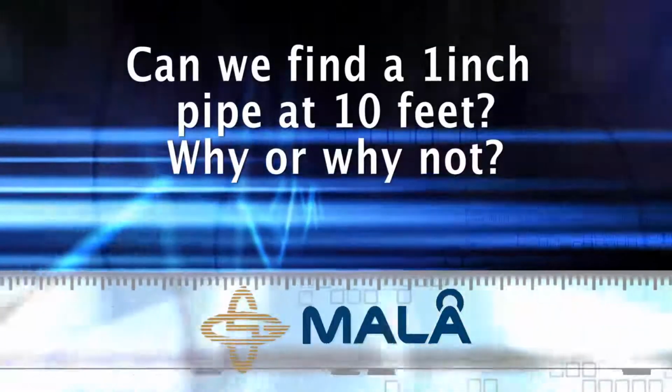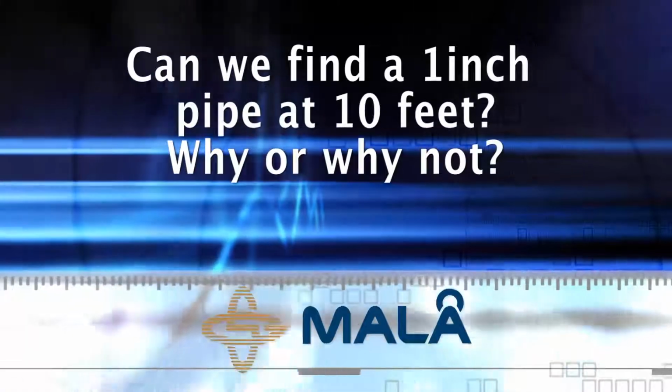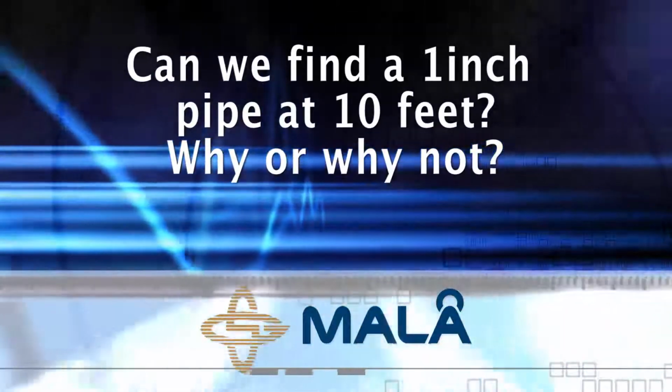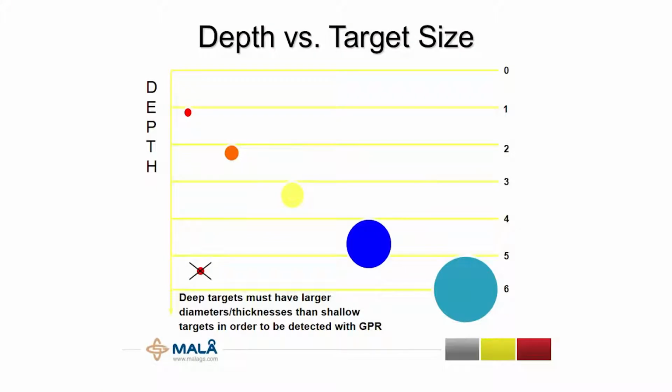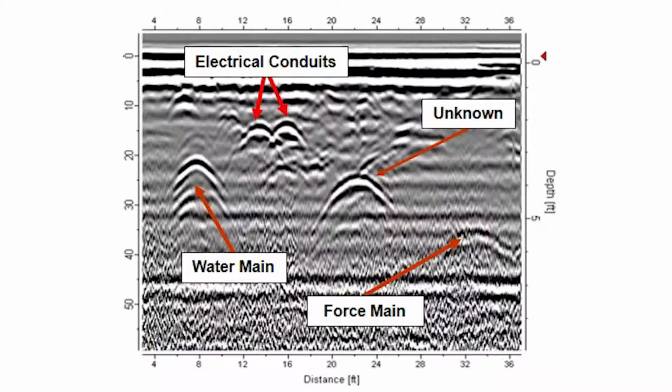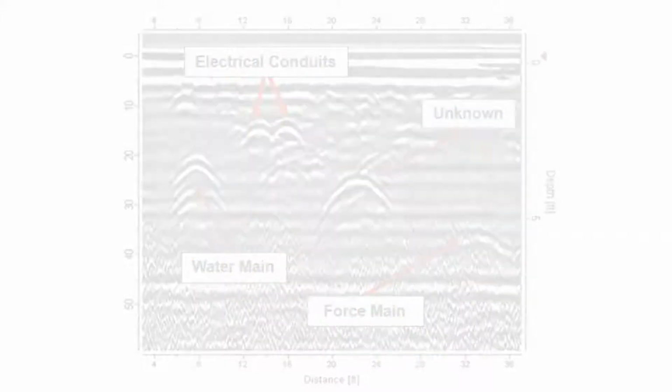Can we find a 1-inch pipe at 10 feet? Why or why not? Small pipes may be undetectable with your EZ Locator. There are physical limits to the detection of pipes based on the transducer frequency and the size and depth of the object. In general, small air or gas-filled pipes can be more difficult to detect than water or fluid-filled pipes, since they have greater contrast with the surrounding material.